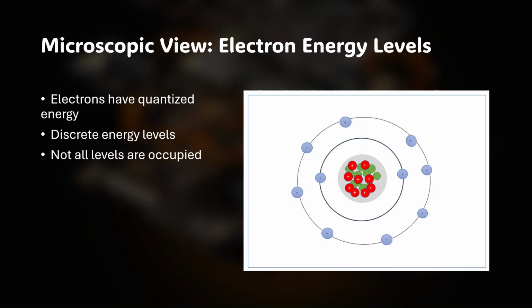Think of these levels like steps on a ladder rather than a smooth ramp. Importantly, just because an energy level exists doesn't mean it's occupied. Electrons always try to fill the lowest available energy states first.